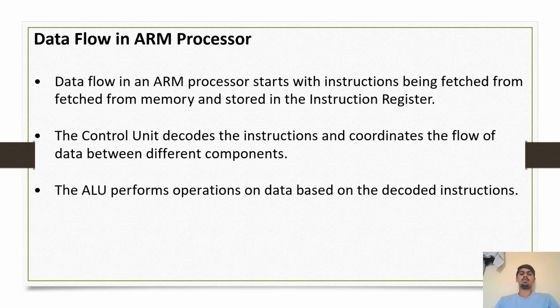Data flow in the ARM processor. Data flow in the ARM processor starts with an instruction being fetched from memory and stored in the instruction register. The control unit decodes the instructions and coordinates the flow of data between different components. The ALU performs operations on data based on the decoded instructions.